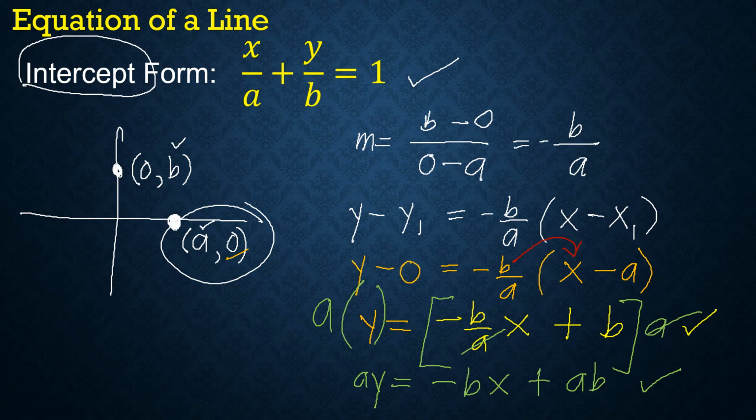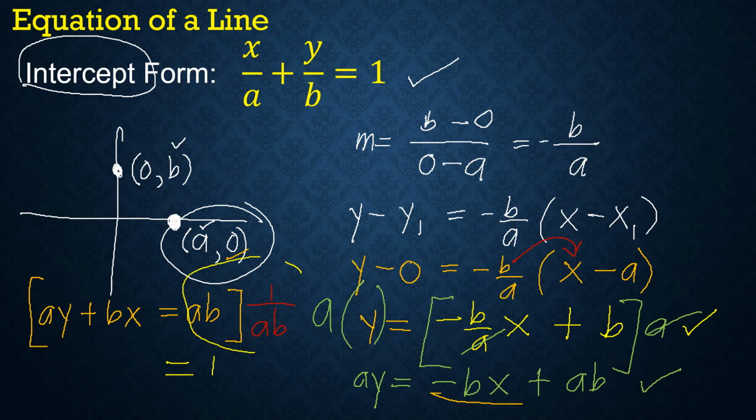So let's rewrite it again. So we have ay, ilipat natin ang negative bx. So magiging plus bx is equal to ab. I-divide natin ang magkabilaan sa 1 over ab. So mangyayari, ab times 1 over ab is 1. Ang ab multiply mo sa 1 over a, makakancel ang a.